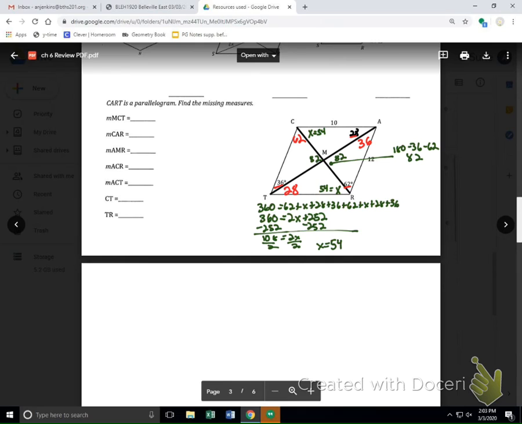So here we want to find the other one right here. That's going to be 180 minus that other angle of 82, because they're linear pairs, which is going to be 98. Which means by vertical angles, this one has to be 98.